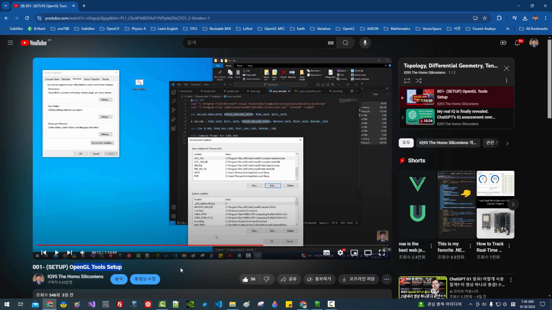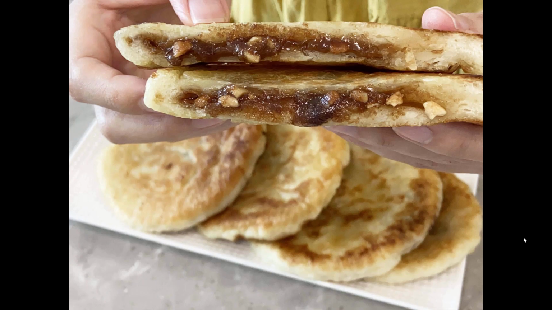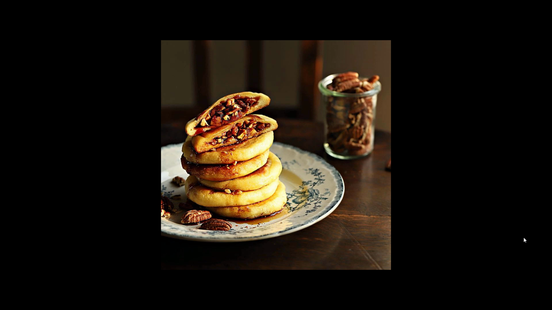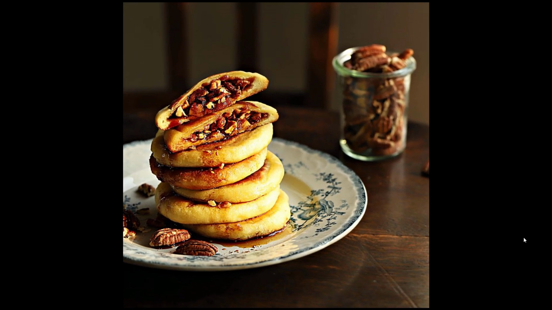This is hot dog, my favorite Korean snack, very sweet and yummy. This is another hot dog.